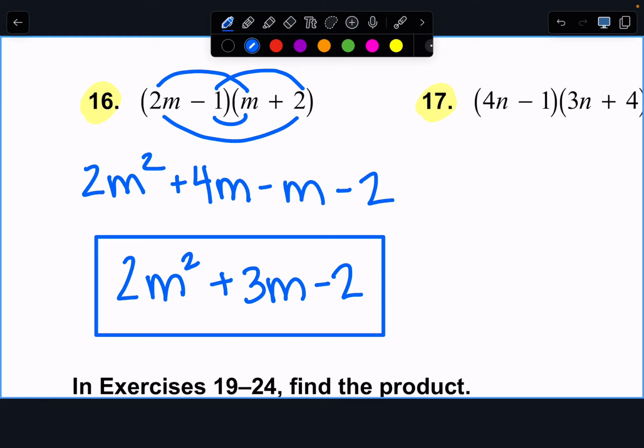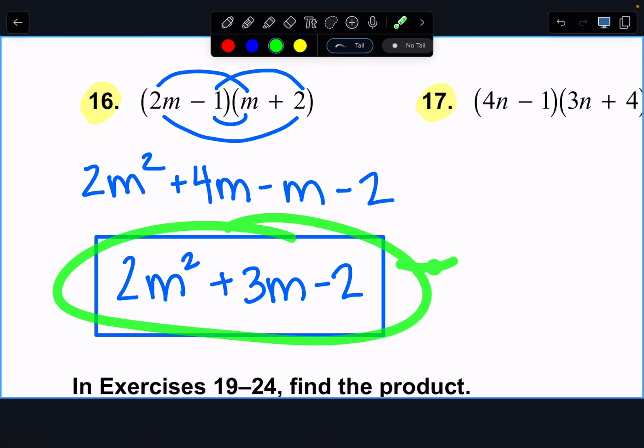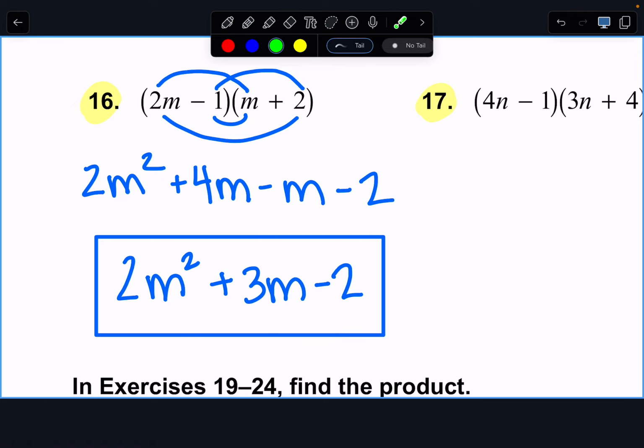Now, this won't be for a few weeks, but one of my favorite things to do that's a part of this chapter is going from here and getting this as our answer. We're eventually going to have to go backwards. But we won't worry about that yet.